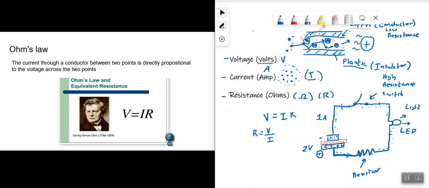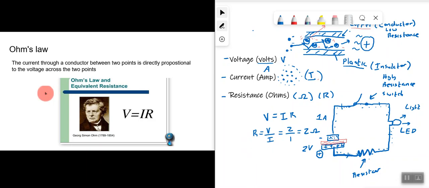So if we have, for example, 2 volts and a current of 1 amp, and we divide these by each other, you're going to get the resistance, which is going to be 2 ohms, like so. So what we want to think about then is this idea of what's known as Ohm's law.